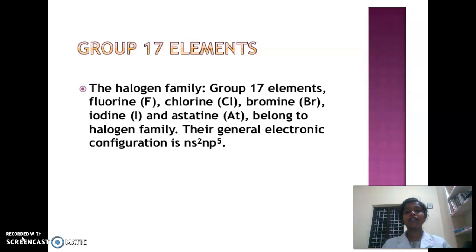Now, another family is group 17 elements, which belongs to the halogen family. The elements belonging to this family are fluorine, chlorine, bromine, iodine and astatine. And they have the general electronic configuration of ns2 np5.